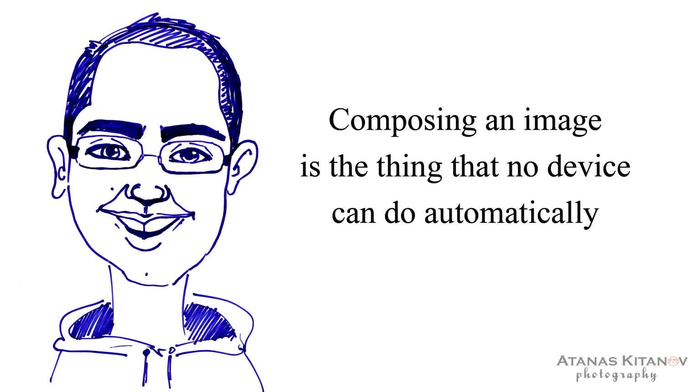In conclusion, our cameras are good enough to know what shutter speed to use and how to expose correctly the image most of the time, but they can't compose it. That is the reason why composition is so important. We are the ones that need to choose what goes where in our photos.